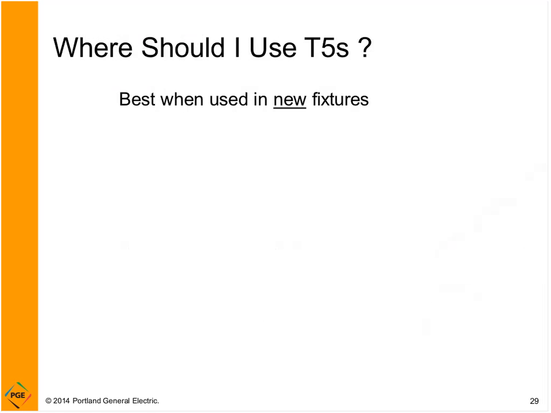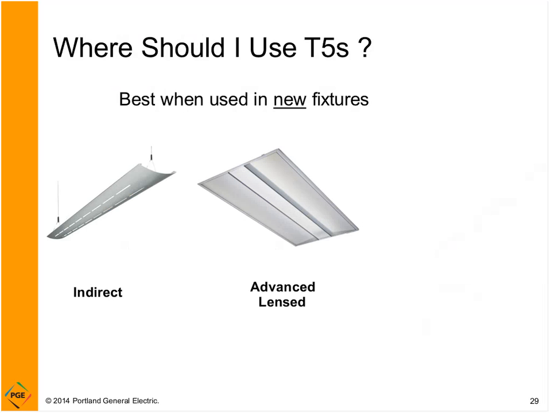So examples of the type of fixtures where T5s work really well is indirect fixture, especially if you can put just 1 lamp end to end in rows with the indirect lighting system. We already talked about advanced lens. They make, this is just one example, they make other types that are made just for T5s. They're made to get the most light out of a T5 fixture.